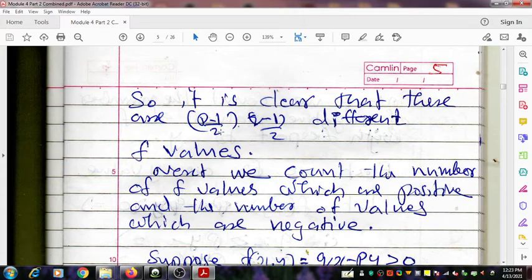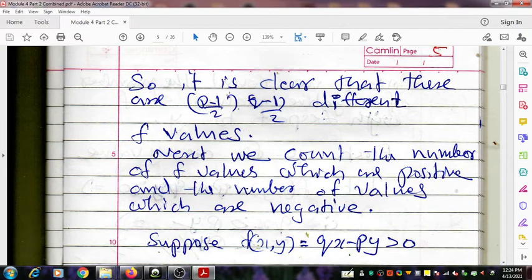Thus, how many function values are there in total? Since x can have values from 1 up to (p-1)/2, and y can take values from 1 up to (q-1)/2, the total number of function values is (p-1)/2 into (q-1)/2, since we can obtain the pairs (x, y) in (p-1)/2 into (q-1)/2 different ways.